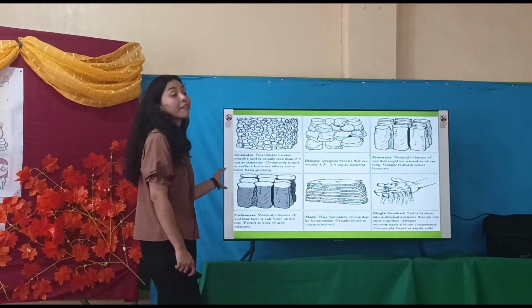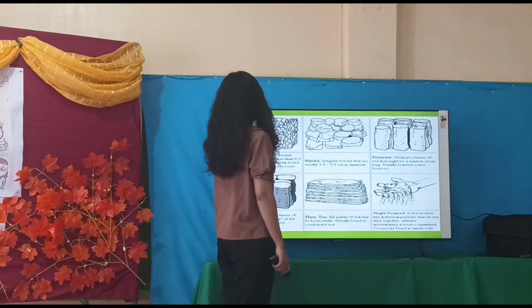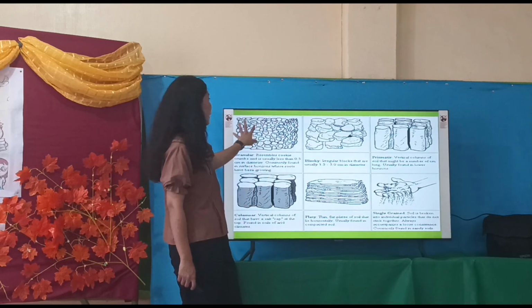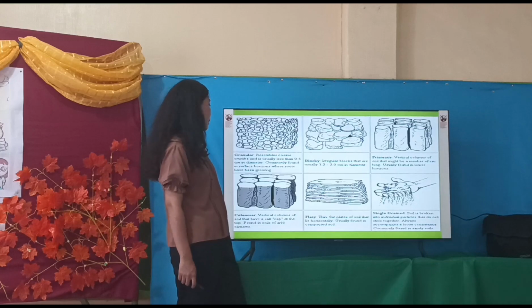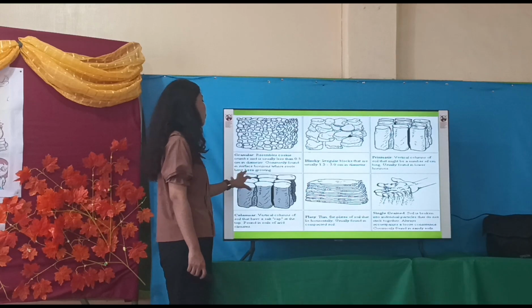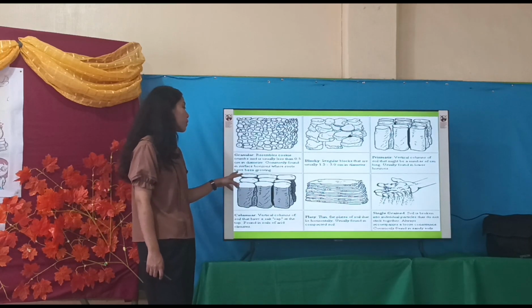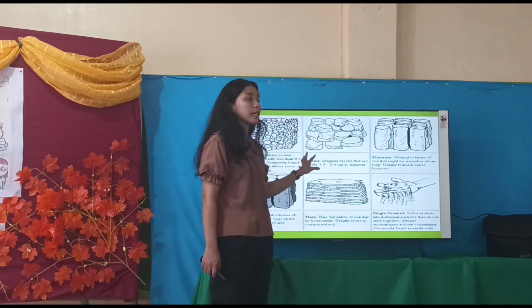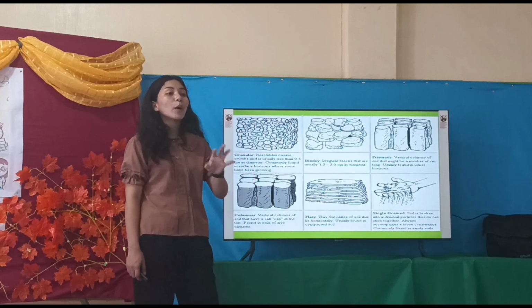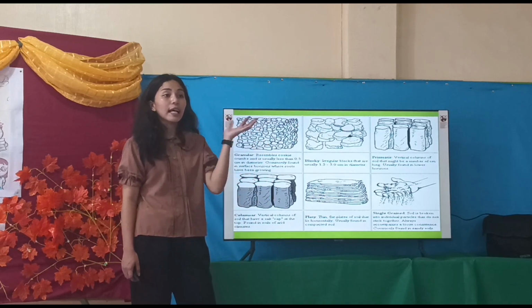Here naman are the different structures. Now, here we can have granular, which resembles grains and is usually less than 0.5 centimeter in diameter. Commonly found in surface horizons where roots have been loaded. So ito daw yung makikita natin mostly sa mga maugat or sa may mga roots na nag-grow.